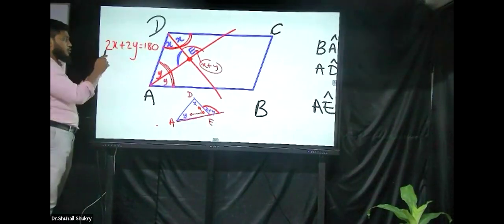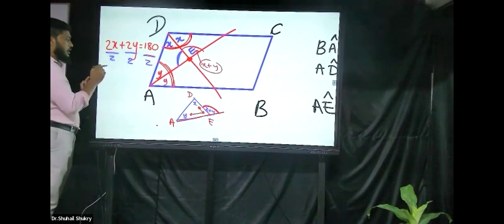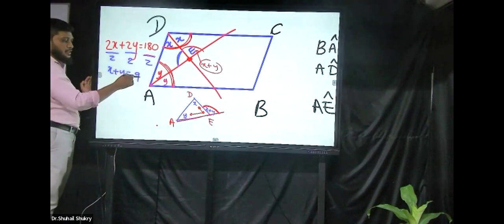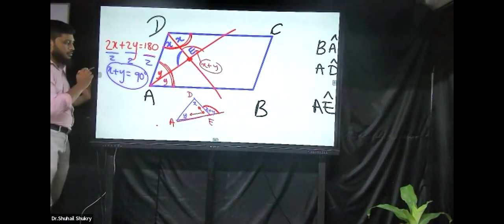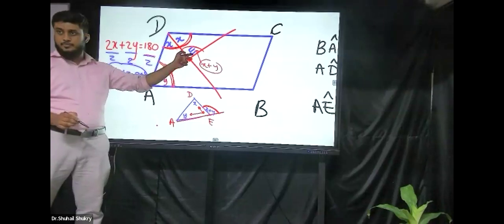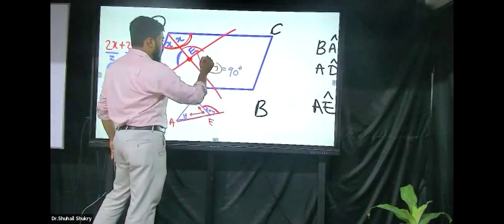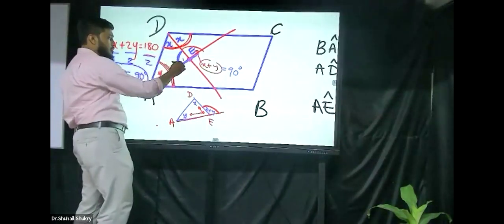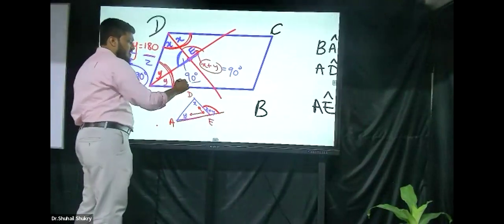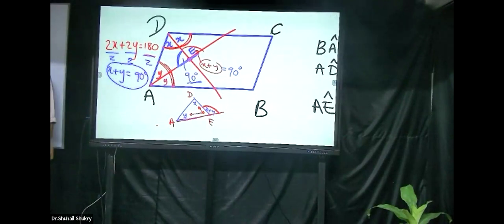180. So if you divide everything by 2, x plus y is equal to how much? 90. x plus y is 90. So this angle is equal to how much? 90. Now this is a straight line, so angle AED also will be 90. See, without giving even a number, they're asking to find an angle.